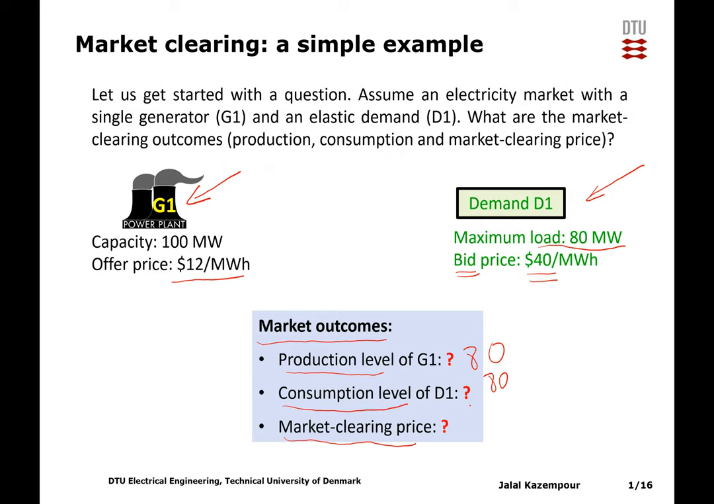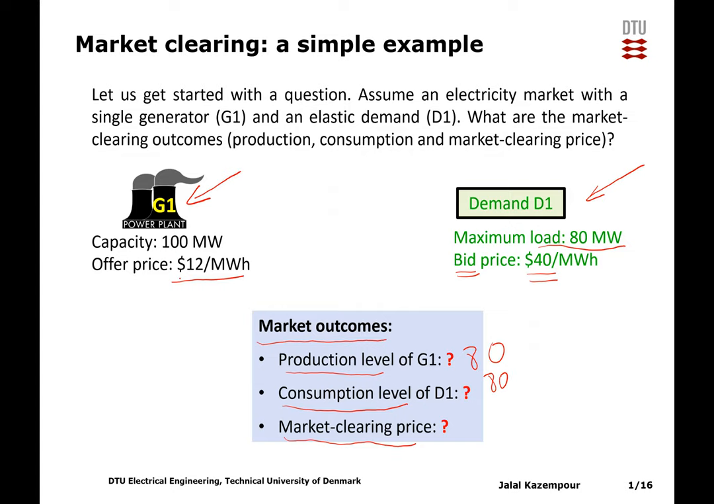Or someone who is supporting the option of $40 per megawatt hour. Hi, can you hear me? Yes. So my reasoning was that because the demand is basically fully dispatched, getting all the demand that it needs, then the price will be set by the generator because it's not fully dispatched. Okay. Good, thank you. So the reasoning here is that if instead of 80, we go for 81, the extra demand will still be supplied by G1, whose offer price is 12. So this is the reasoning why it said the price will be 12.